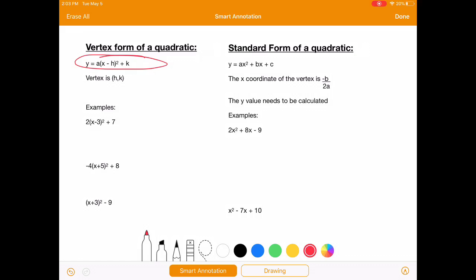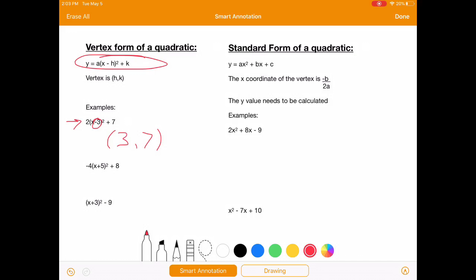So just using that idea, looking at the examples, looking at this first example here, the number being subtracted from x is 3. So that vertex is going to be 3, and then we have the constant of 7. So that vertex is (3, 7).